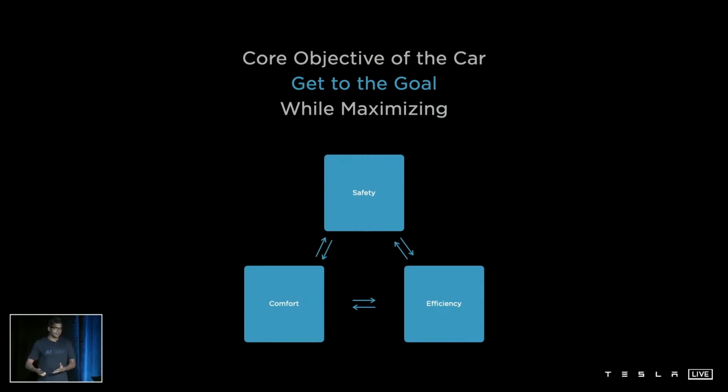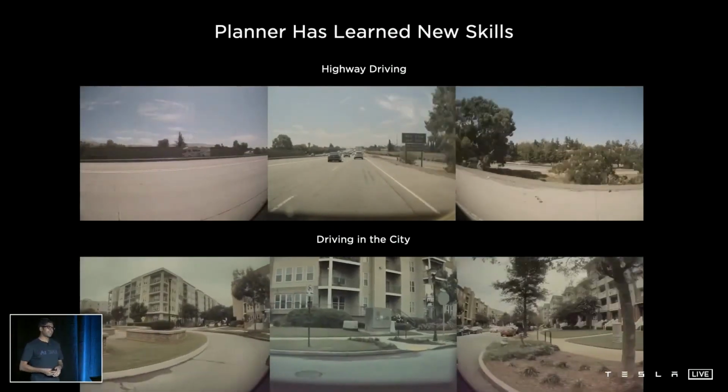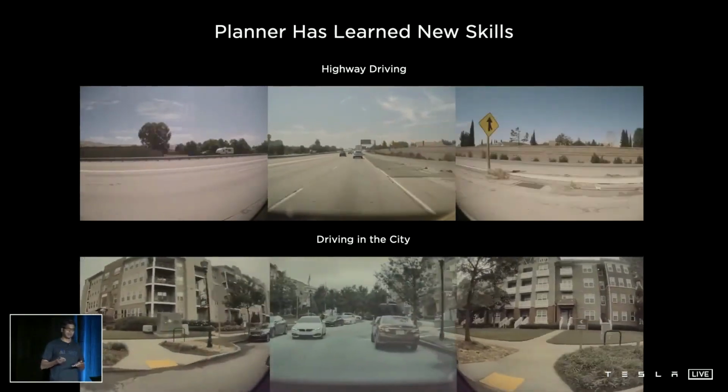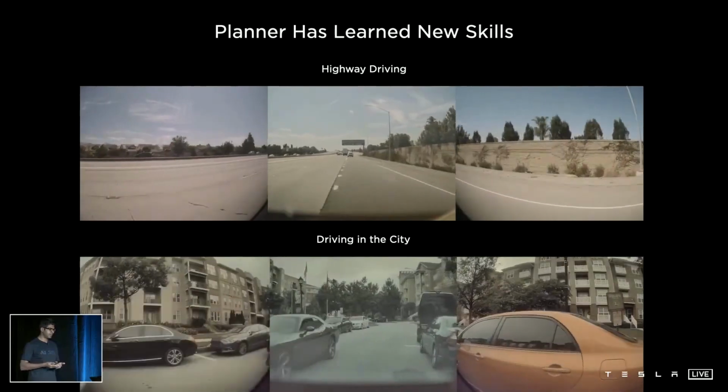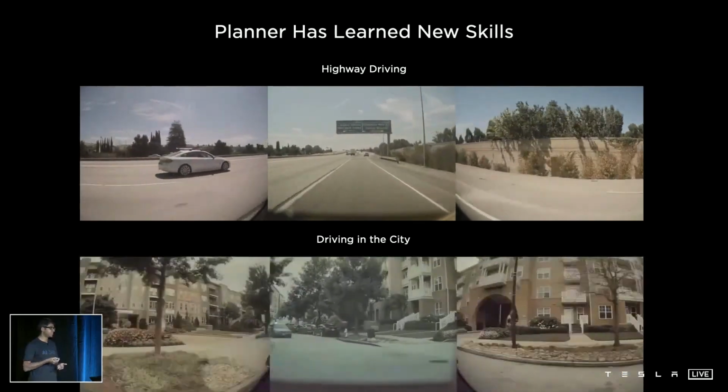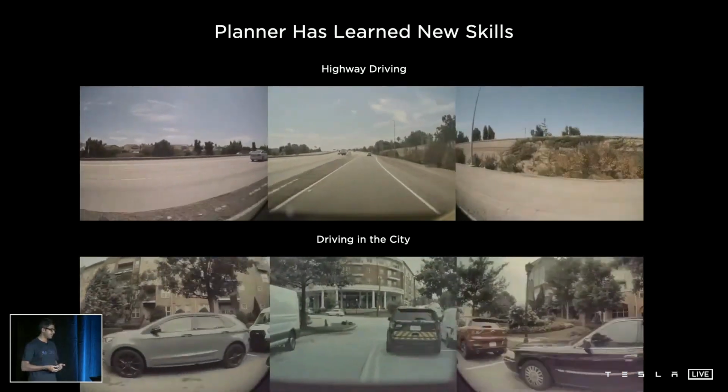So, like Andre mentioned, the vision networks take dense video data and then compress it down into a 3D vector space. The role of the planner now is to consume this vector space and get the car to the destination while maximizing the safety, comfort, and the efficiency of the car. Even back in 2019, our planner was a pretty capable driver. It was able to stay in the lanes, make lane changes as necessary, and take exits off the highway. But city driving is much more complicated.